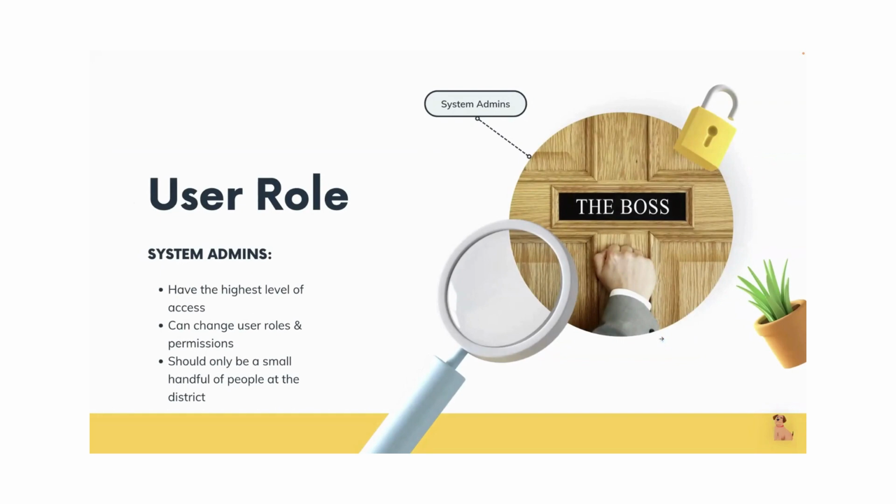So system admins have the highest level of access, and they can change user roles and permissions. This should technically only be a small handful of people at your district. Typically, it's going to be your project owner or someone with decision-making rights. It could also include your tech leads or IT support, folks that manage your SIS data and might be able to help you troubleshoot user issues within your Kelvin system or within your data management.